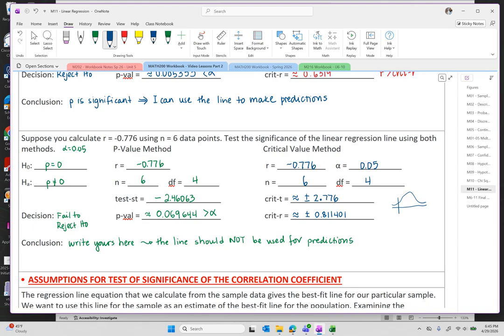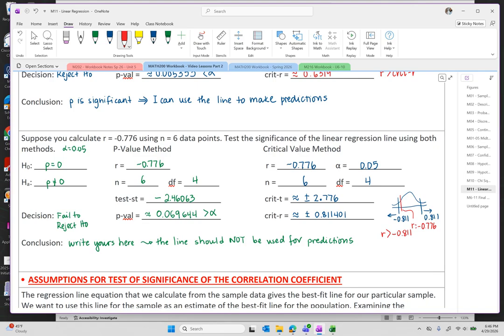So the critical area would have been here outside of, so below negative 0.811 and above 0.811, but our R is over here. This is our R of negative 0.776. Our R is actually larger than negative 0.811. We are not in the critical area, and therefore we fail to reject the null hypothesis.